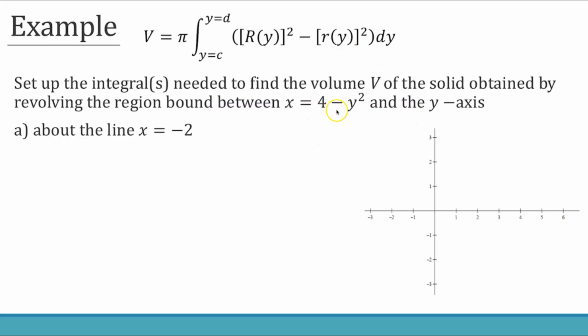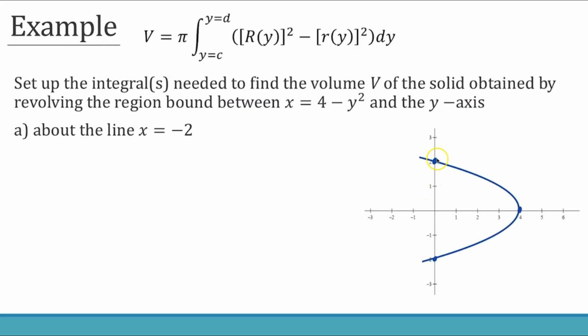So 4 minus y squared is going to be a parabola that opens to the left. Since this is y squared, it's either going to open right or left, and the negative means it's going to open to the left. And 4 is going to be the x-intercept. So if I let y equal 0, then x is equal to 4. So let's go ahead and graph this parabola.